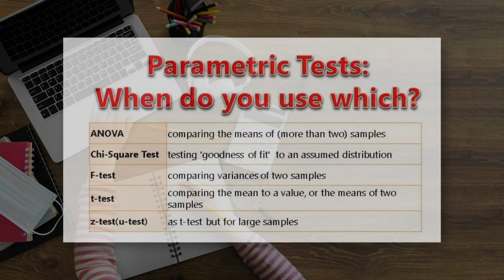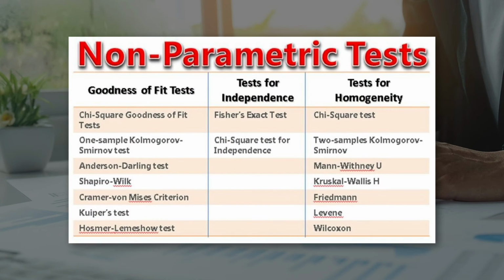So it's a kind of T test, but it is for the large sample, and as far as the T test is concerned, it is for the small sample. So non-parametric tests, if we are going to talk about them, we have the goodness of fit test, test for independence and test for homogeneity. The chi-square goodness of fit test, the test for independence, where the Fisher exact test is there, and the test for homogeneity is the chi-square test.